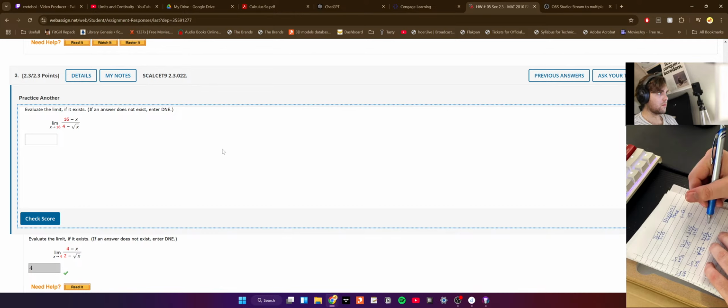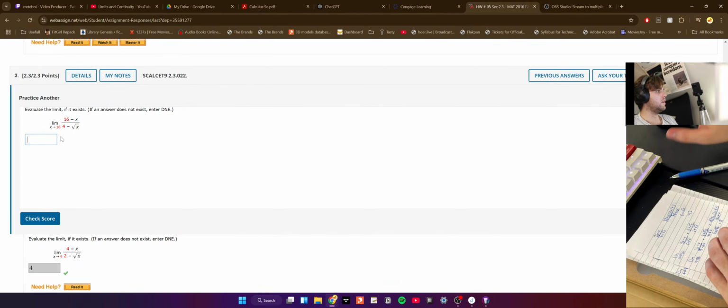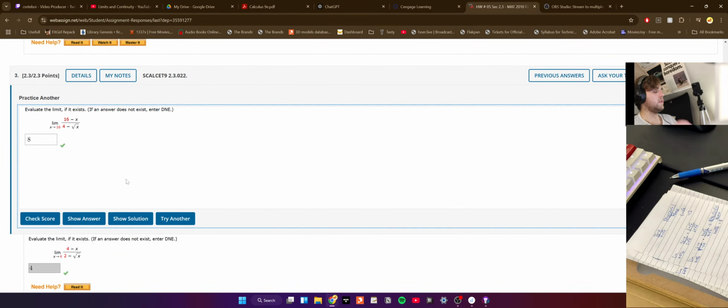That gives us 16 minus x times 4 plus square root of x over 16 minus x. Those cancel. Then you get 4 plus the square root of 16, which is 8. And let's try that. Alright, these are starting to sink in, I think, a little bit.